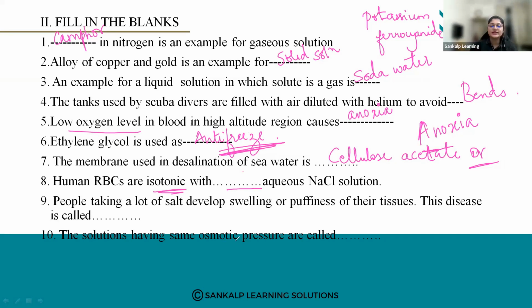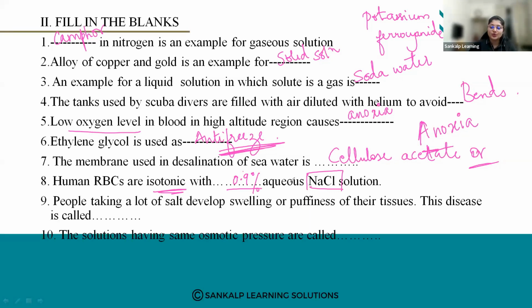In the body, NaCl is there. What is NaCl? NaCl is sodium chloride. What is sodium chloride? Your common salt. In the body, salt is present. Yes, right, it is 0.9%. Good. Who has answered it? Sanjeevni, yes, it is right. So human RBCs are isotonic with 0.9% aqueous NaCl solution.